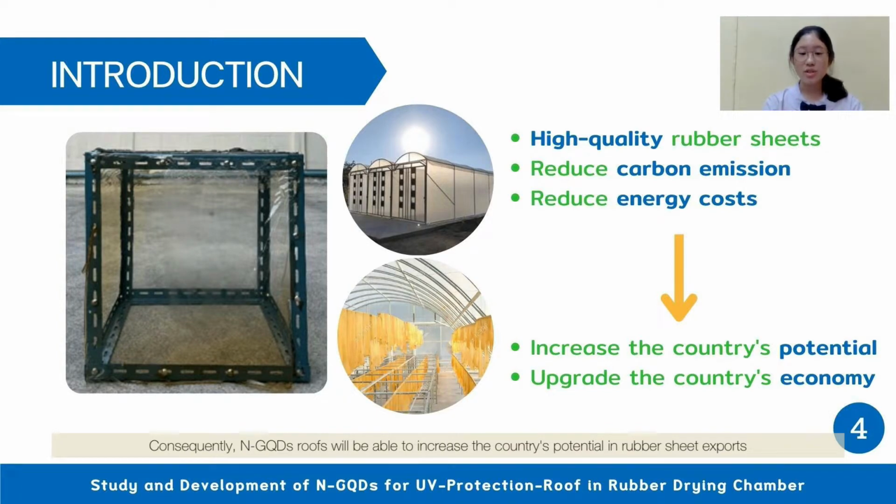Consequently, a nitrogen-doped graphene quantum dots roof will be able to increase the country's potential in rubber sheet export, as well as the income of rubber farmers. This makes it possible to upgrade the country's economy in the dimension of rubber, which is an important export product of Thailand. Therefore, it is considered to upgrade the economy of Thailand as well.